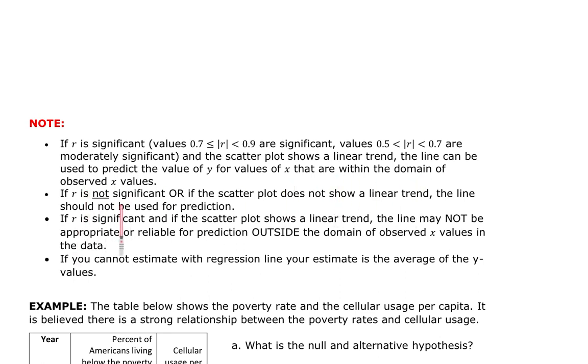If r is not significant, or the scatter plot does not show a linear trend, the line should not be used for prediction. If r is significant and the scatter plot shows a linear trend, the line may not be appropriate or reliable for predictions outside the domain of the given values of x. If you cannot estimate the regression line, your estimate is the average of all the y values.